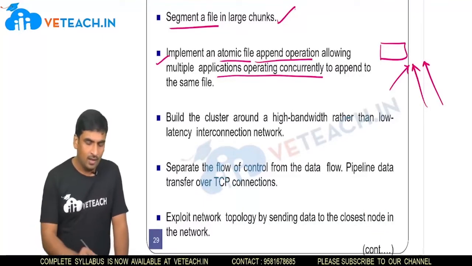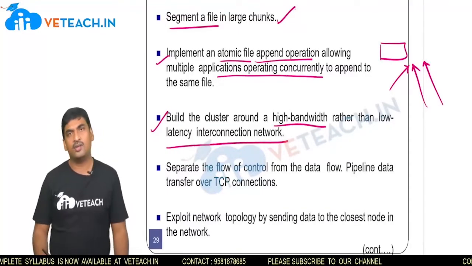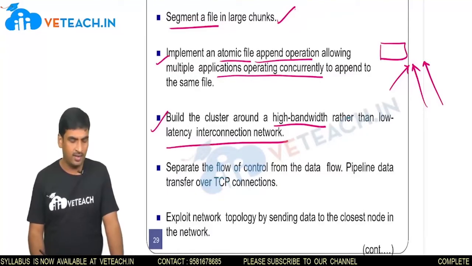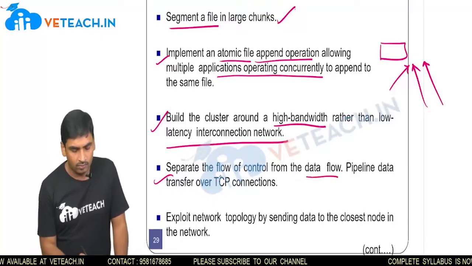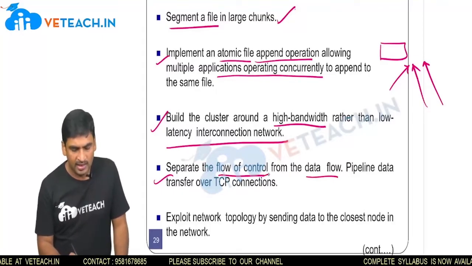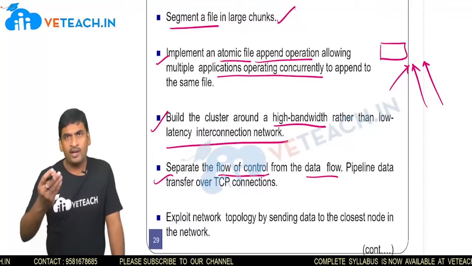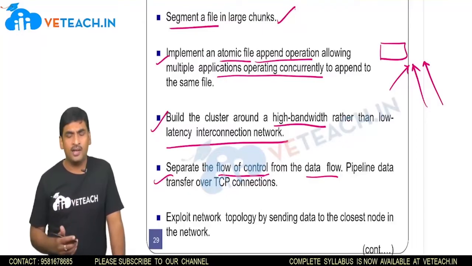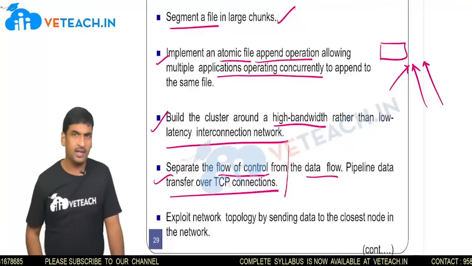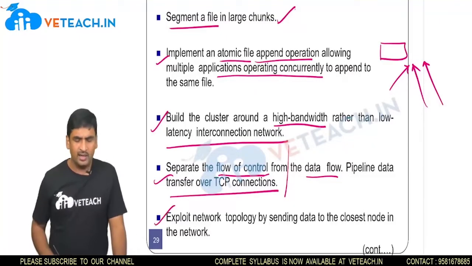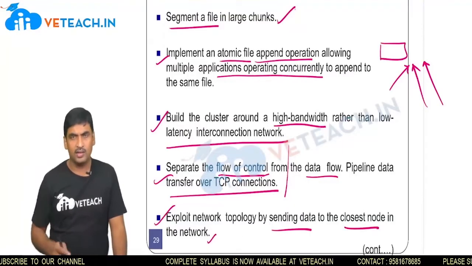Based on the cluster, we consider a high bandwidth rather than low latency interconnection network, and separate the flow of control from the data flow. As applications have to append data to the existing file, the data flow and control flow are separated rather than handled in a similar manner. Data transfer is pipelined over TCP connections. They have exploited the network topology by sending data to the closest node in the network so as to enhance the speed.